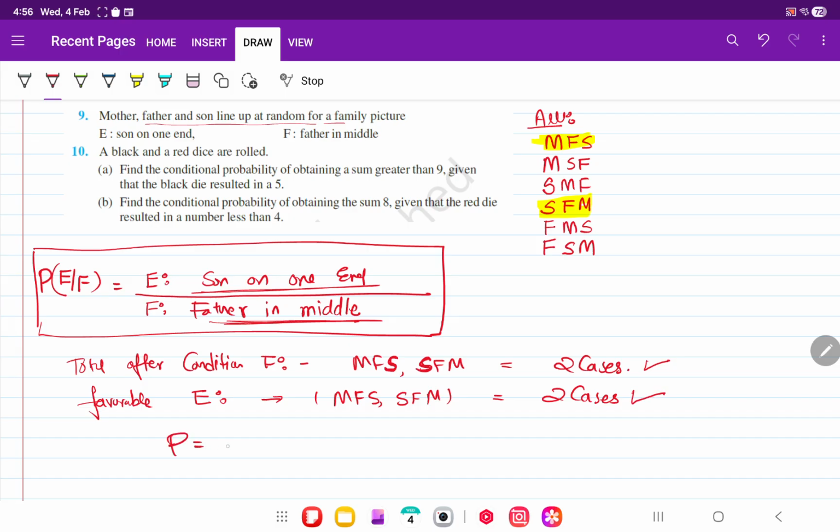So what will the probability be? After condition, total cases are 2. See, these 6 cases are for the event. Out of that event we have to take only F, which are after condition. 2 are allowed, but favorable are both. So 2 out of 2. So probability will be 1. So this is the answer. Okay? So this is the 9th question. We will do the 10th.